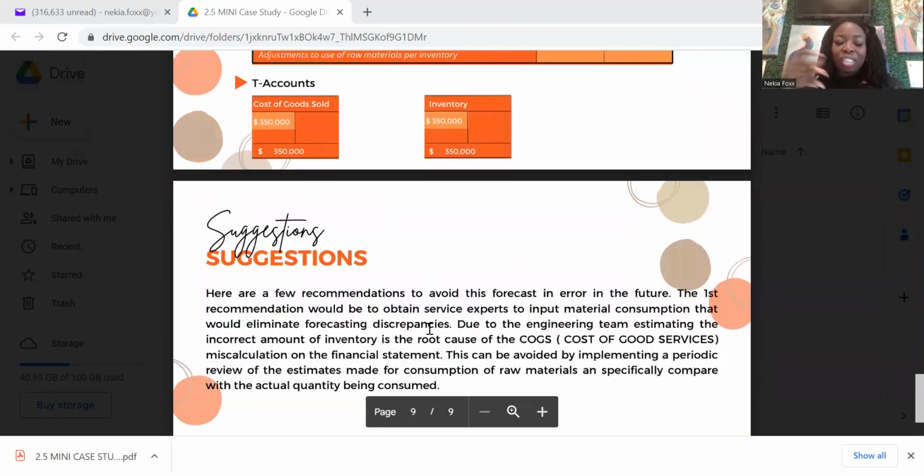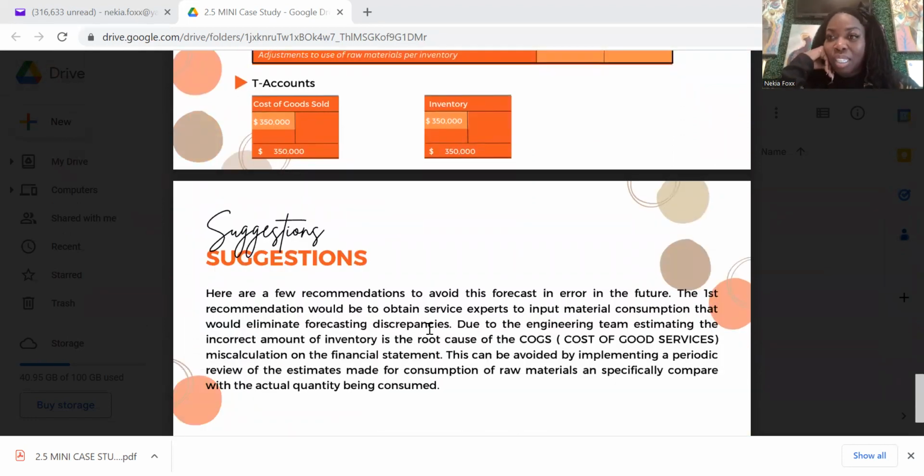And here are our suggestions for this particular situation that Parsi is now having to justify and correct. So the recommendations to avoid the errors in the future would be to obtain some service experts to input the material consumption to eliminate the forecasting discrepancies. Due to the engineering team, of course, inputting it incorrectly, we're estimating that the incorrect amount of inventory is the root cause of the cost of goods sold being misallocated or miscalculated in the financial statement.